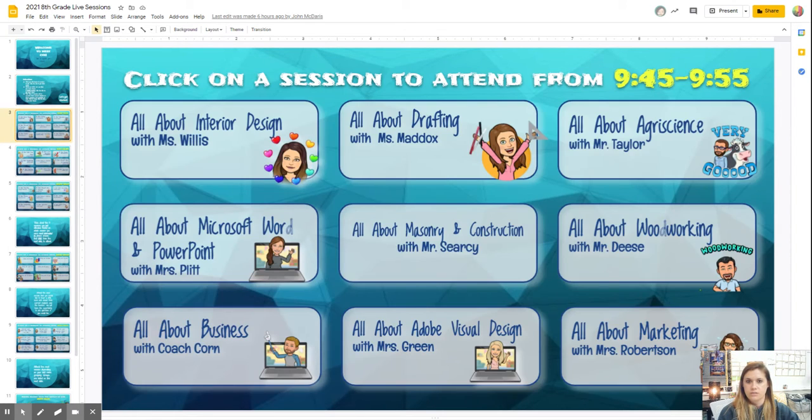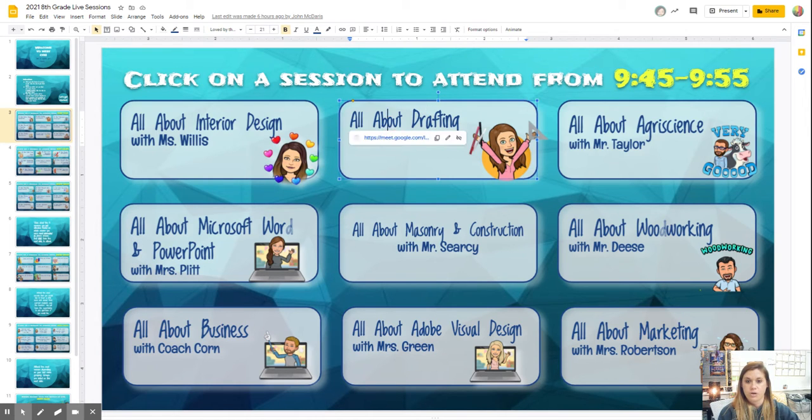The first session is here, and so students would choose which class they would like to hear about out of these 9 choices. And these are only classes that they can take as a freshman. We didn't offer them anything that they can't take as a freshman, so they don't get confused. So if they want to hear about drafting, they just click on the drafting box and the meet link pops up, and they would join the meet and they would hear about the drafting class from 9:45 to 9:55.